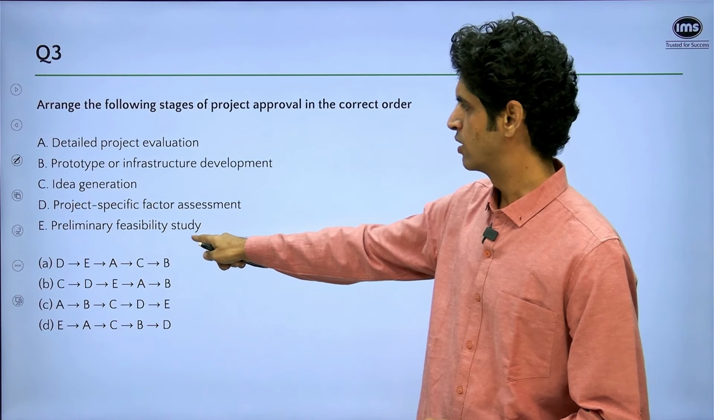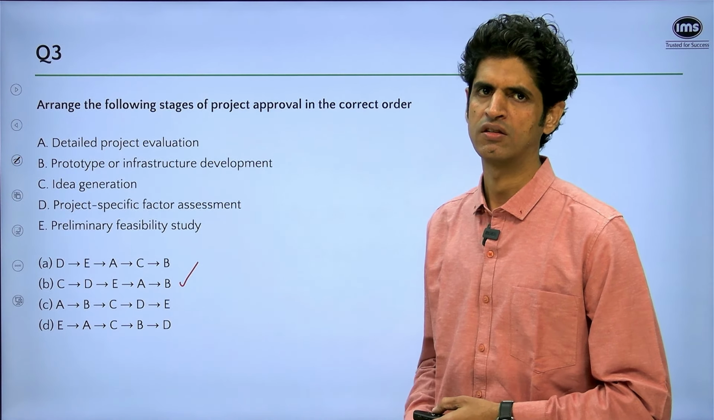Preliminary feasibility study. Yes. But of what? The point is, ideas come before a study happens. So C has to be the first statement in this order. If you see the choices carefully, you might realize that it's only this that works. Currently, because we are trying to understand concepts, it is important to see that the order that you've chosen, C, D, E, A, B, is correct.